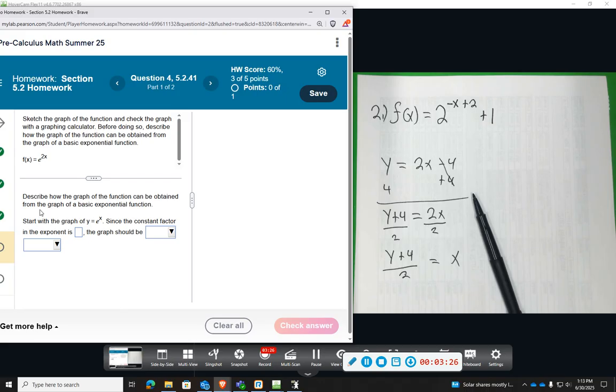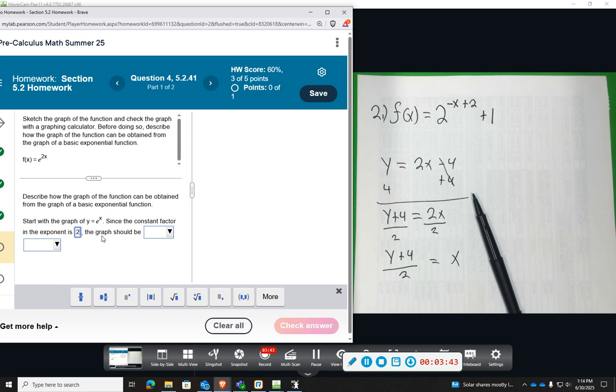So anyway, this 2 up here as a multiple is going to actually divide the horizontal axis in half, or shrink it by half. So we're going to start with this graph, and it says since the constant factor in the exponent is 2, the graph should be shrunk horizontally. Okay, now if this was less than 1, like a half or something like that, then we would multiply it by that factor.